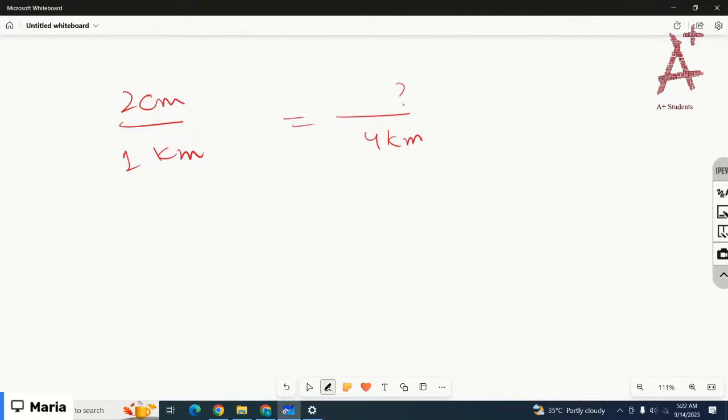So let's make the denominator 1 times 4 is 4. You have to multiply this by 4. It would be 4 times 1 is 4 and 4 times 2 is 8 centimeter. That means originally the distance is 4 kilometers. In drawing, it is 8 centimeters. So the correct option is 8 centimeters.